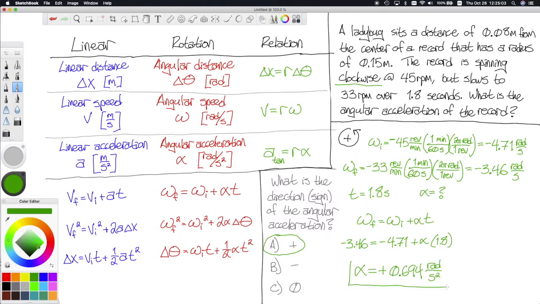This should give you a decent idea how the angular kinematic equations work, and you'll see a few of those problems on your homework as well.